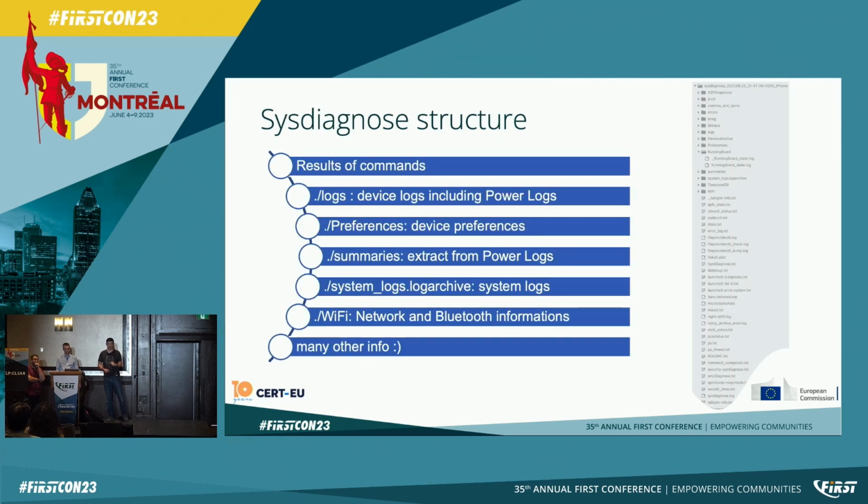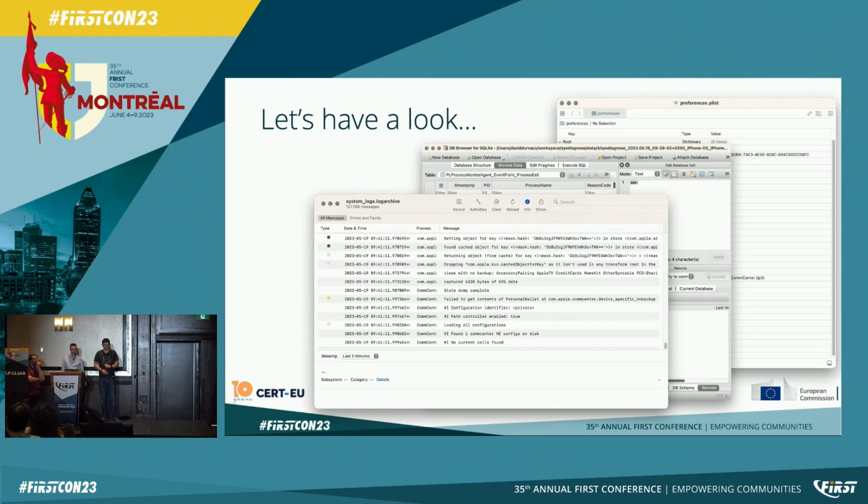In terms of structure, as you see, the list is quite long, but we have the .logs with all the logs, then all the preferences, some summaries that Sysdiagnose is already building, then the log archive, which is probably one of the key things you need to look at, all the info on Wi-Fi, which also includes Bluetooth information, and then many other things that we consider less relevant for this. So we'll do a quick demo to give you a hint of what you can find. Those are already nicely displayed because they are displayed via Apple tools.